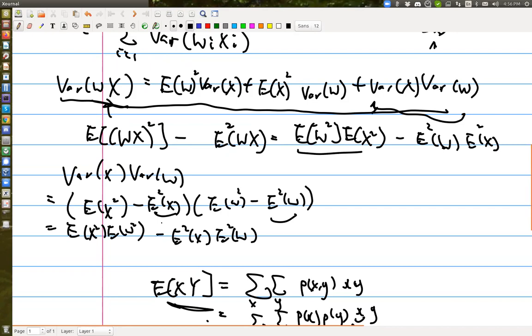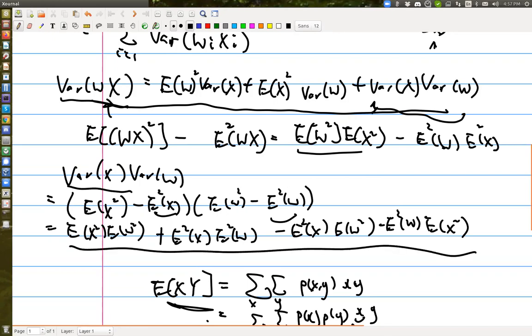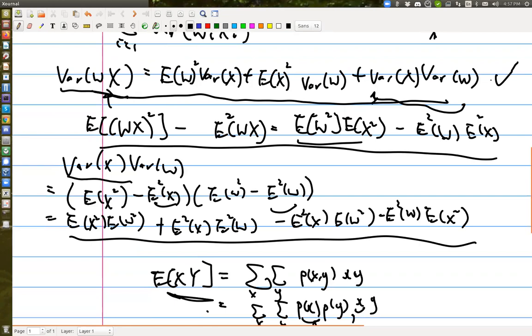Let's make sure my signs are correct. This is a little bit ugly, hard to read. The square of the expectation of x times the square of the expectation of w. So I guess you can substitute that, right? This one is this guy, and this one is this guy. I will just stop here, and if you plug that in on both sides, you will see that this whole equation holds.